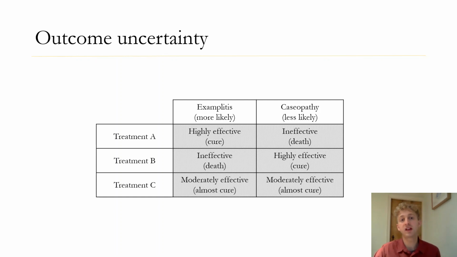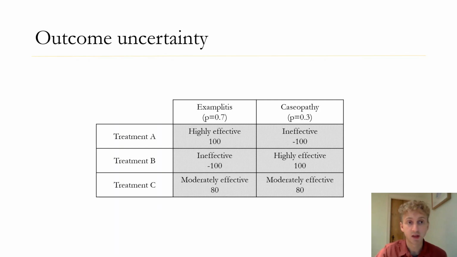Now, one way of capturing what's going on here is that although treatment C isn't in fact going to be the most effective option, treatment C is the option that has the highest expected value. So if we were to attach some numbers to represent the probabilities of the diagnoses and the values of the states, as I've done in the decision table now.